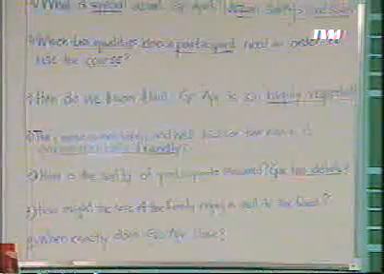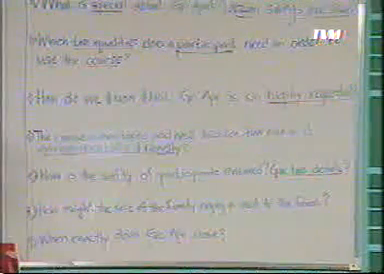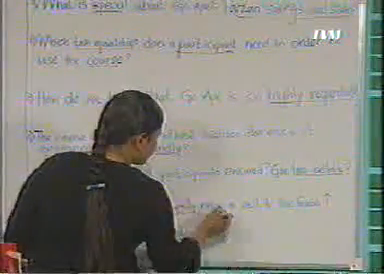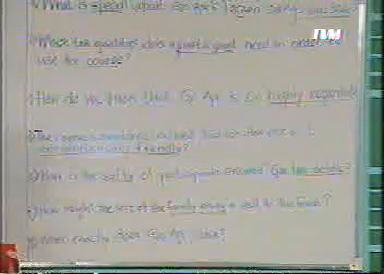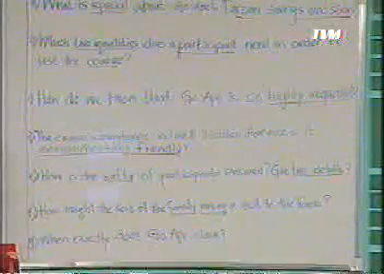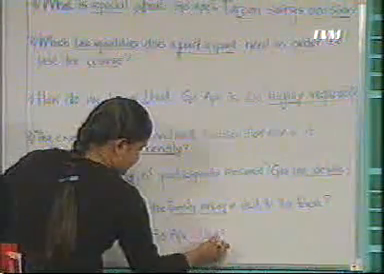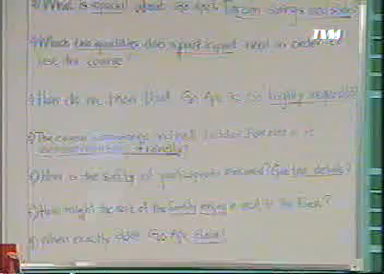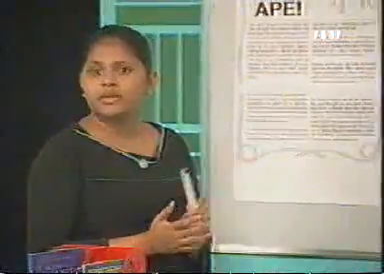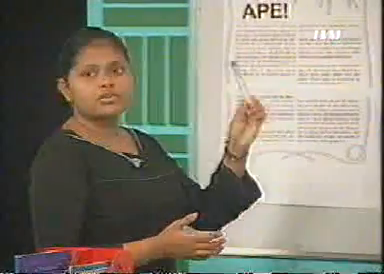Right? Next one, how might the rest of the family enjoy a visit to the forest? So it should be something related to family and enjoying. Okay. And last, when exactly does Go App close? So it should be the closing date, isn't it? So we have looked through the questions, we have underlined the main points, and now we are going to go back to the text again, this time to scan through to find the answers of the questions, right?